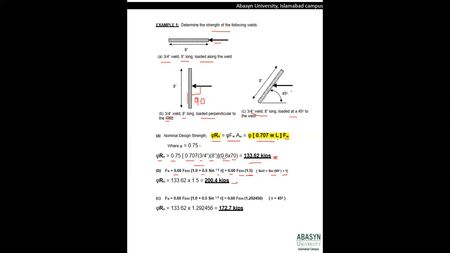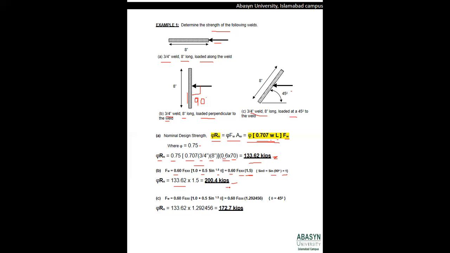Or, in order to further simplify, we found the value of 0.6 times FEXX times phi times 0.707 W times L as 133.62. We just have to multiply by this extra factor 1.5, which is due to the perpendicularity of the load applied to the weld, and we find that its value is 200.4 kips.